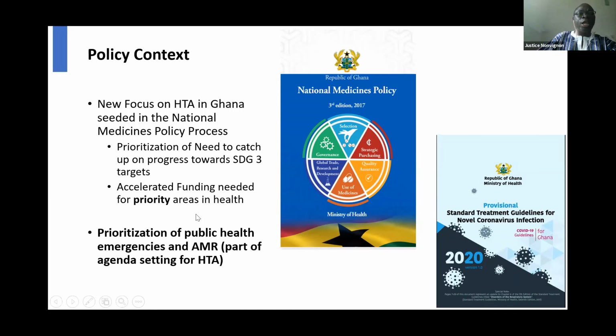So based on the initial work that had been done, in fact, there was a pilot, which I'll talk about in the next slide. But all the pilot and the initial work on the medicines policy culminated in the 2017 National Medicines Policy, explicitly making provision for HTA to be used for priority setting. So that is good, right? Of course, COVID has also come, and the treatment guidelines and some other working guidelines within the ministry have provided positive ground for HTA to move.